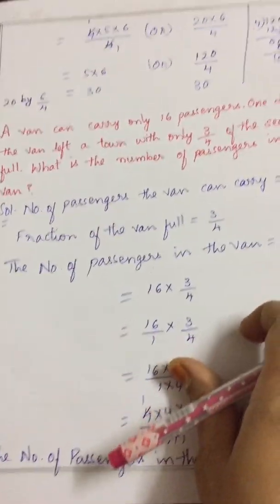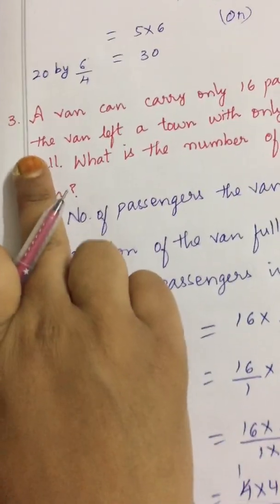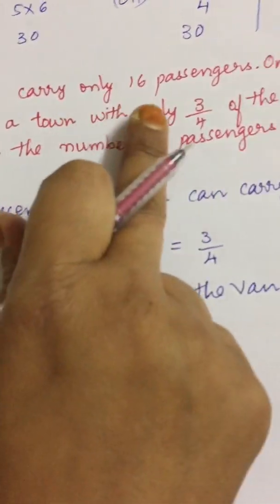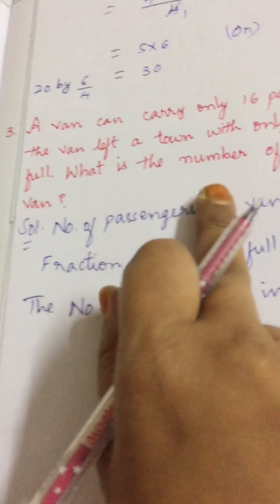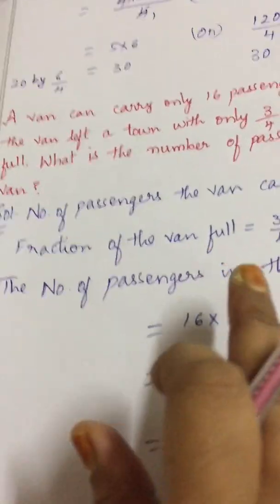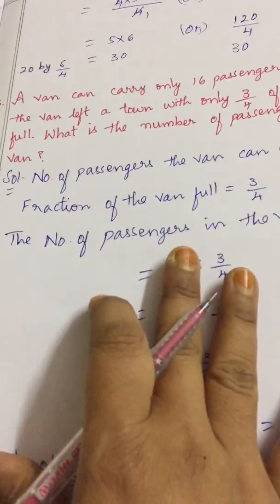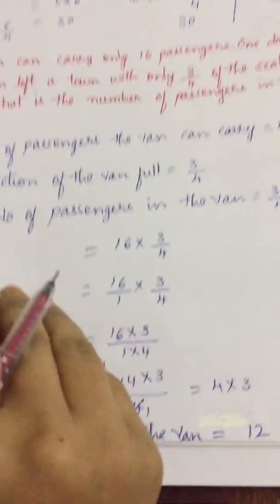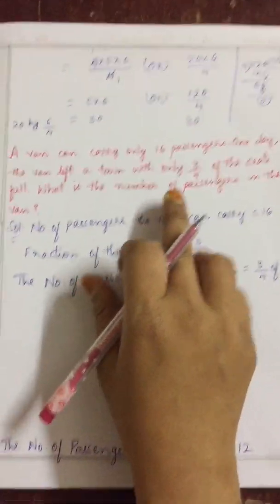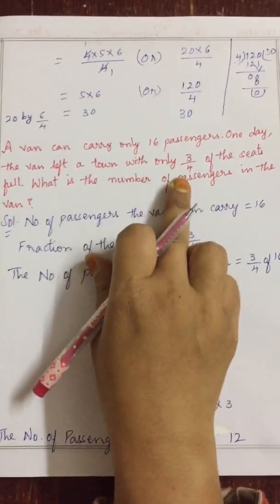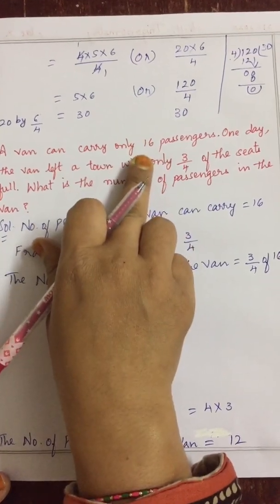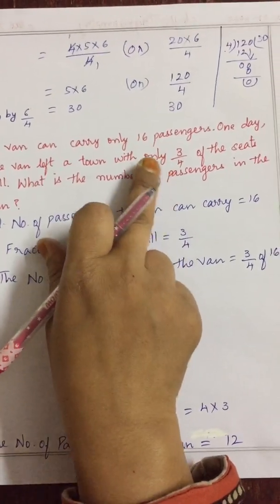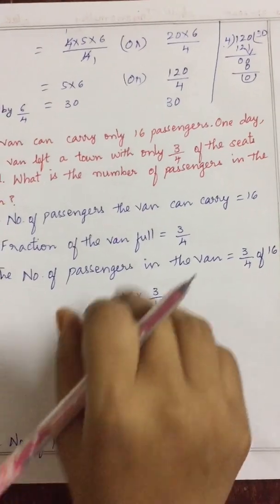Now we will see one more problem, a word problem. When it is given in words, how to solve the problem. See the question. A van can carry only 16 passengers. One day the van left a town with only 3 by 4 of the seats full. What is the number of passengers in the van? That means what is he telling in the question? In a bus, 16 seats are there, but only 3/4 of the seats are full. That means out of 16 passengers, only 3/4 of the passengers sat. So how many passengers are there in total?